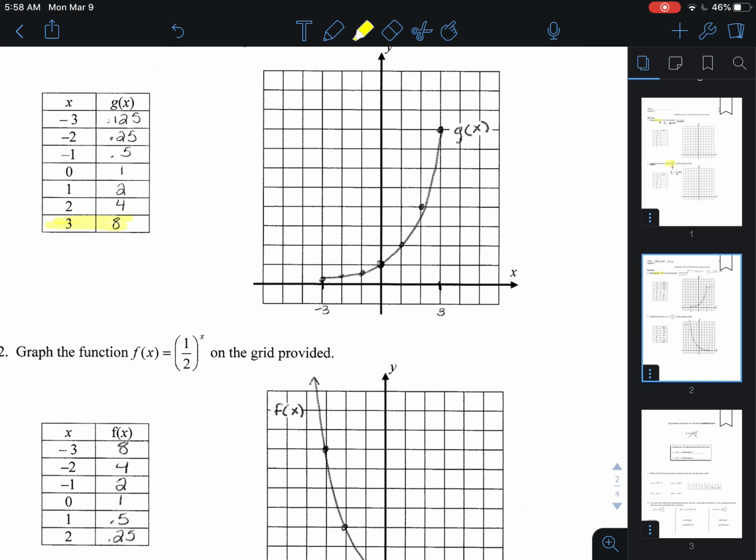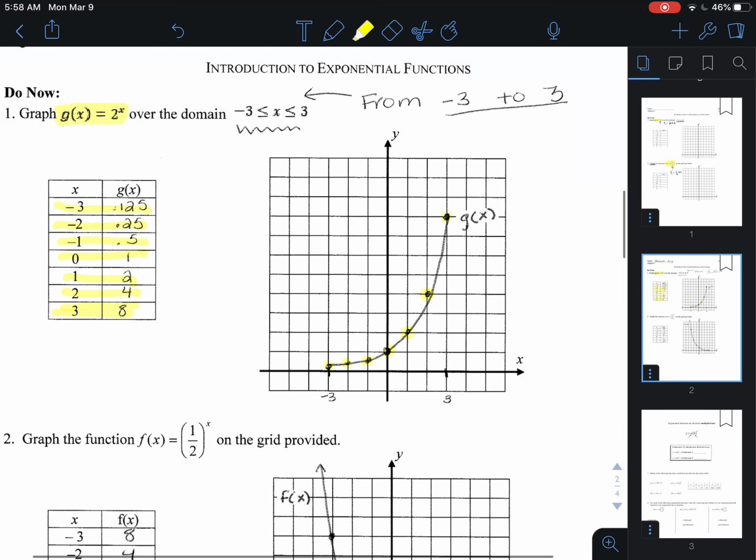So that point is up here. And then 2, 4, that point is here. 1, 2, that point is here for me. 0, 1, that's our y-intercept. And then these points: -1, 0.5; -2, 0.25; and -3, 0.125. You just do your best to approximate them. But for this graph, we were only asked to graph from -3 to 3, so your graph should not have arrows on it, and it should look something like that.